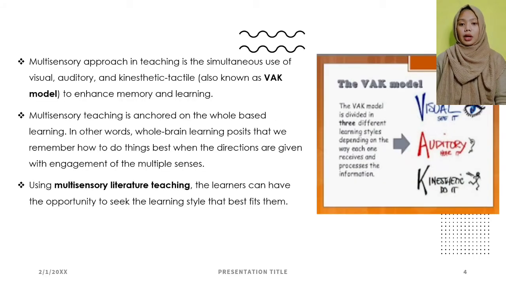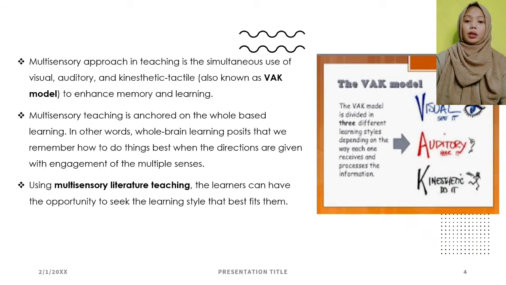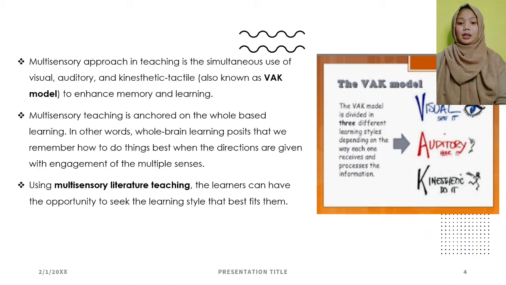The multisensory approach in teaching is the simultaneous use of visual, auditory, and kinesthetic-tactile, and it is also known as the VAC model, to enhance memory and learning. Researchers on literacy improvement believe that involving multiple areas of the brain is one of the prime ways to teach concepts. And this is what we call whole brain learning. Multisensory teaching is anchored on whole brain learning.